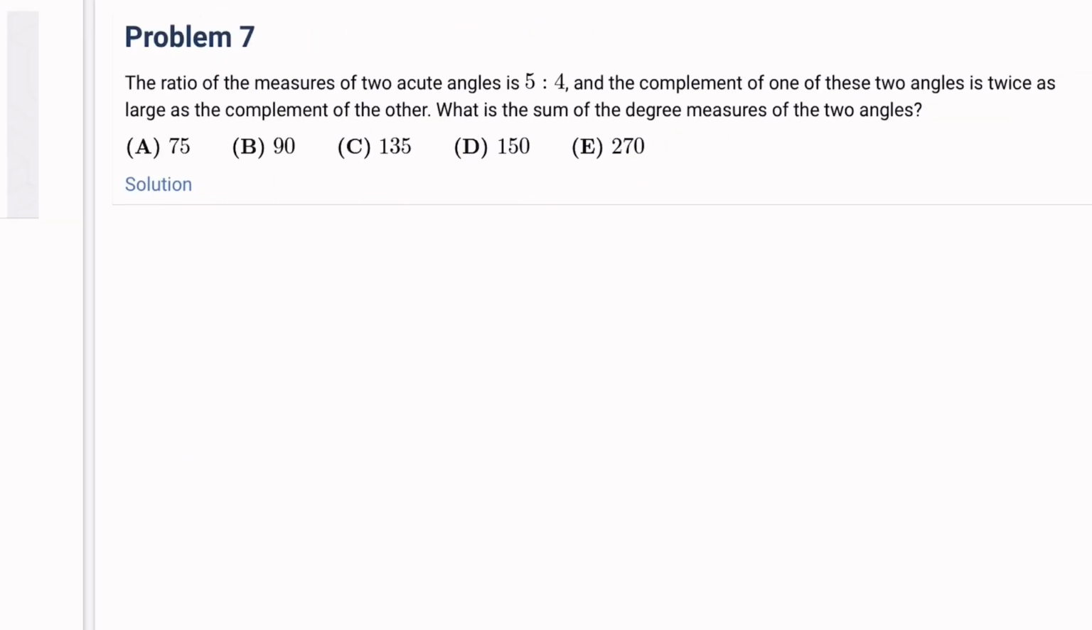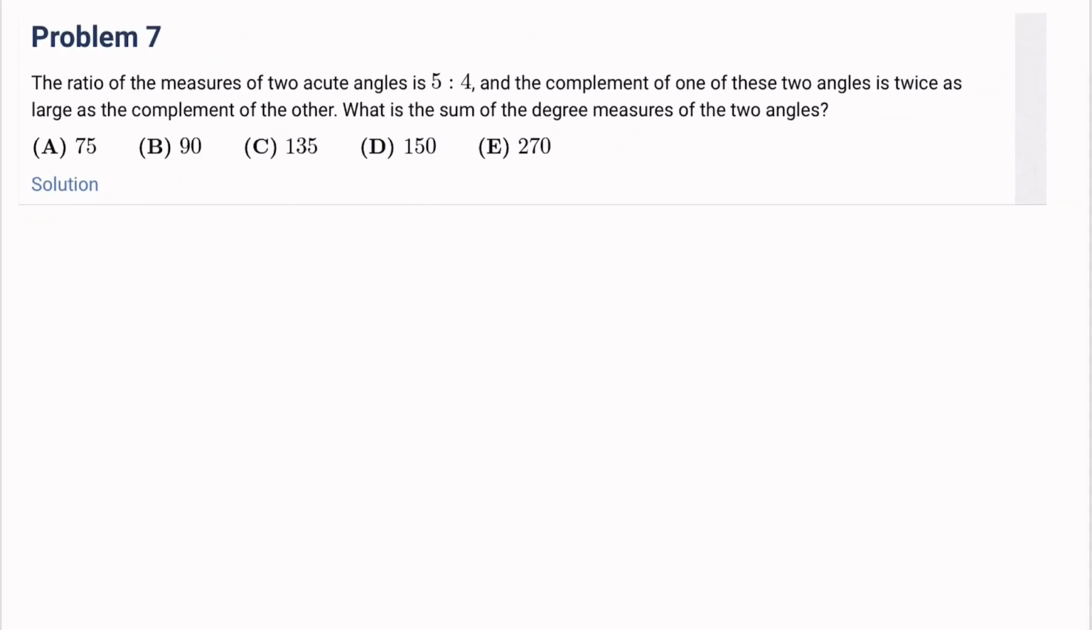It's B. Number 7, the ratio of the measures of two acute angles is 5:4, and the complement of one of these two angles is twice as large as the complement of the other. What is the sum of the degree measures of the two angles?